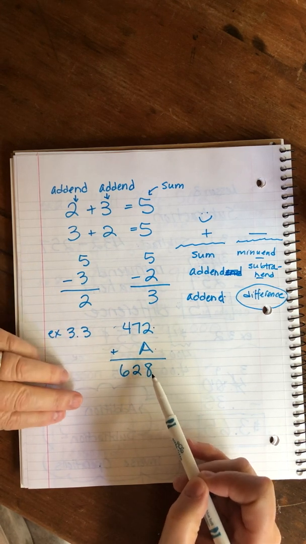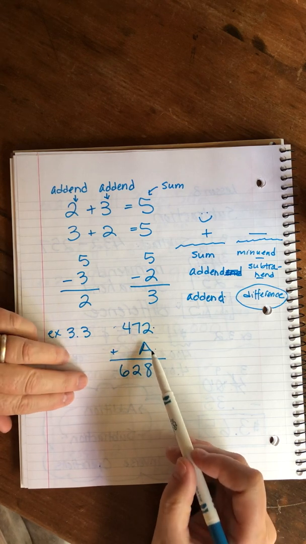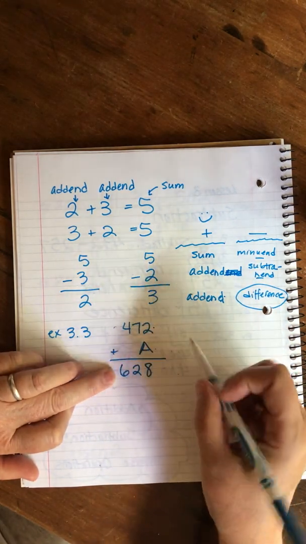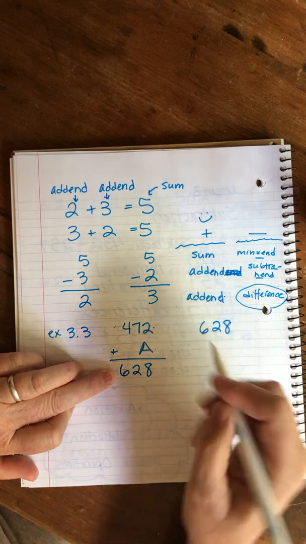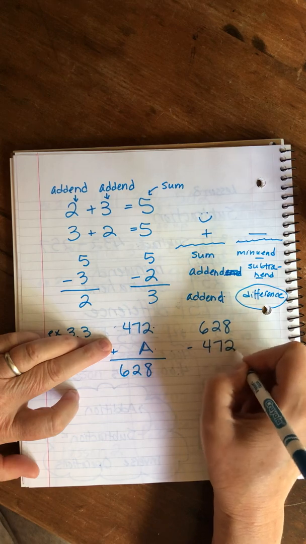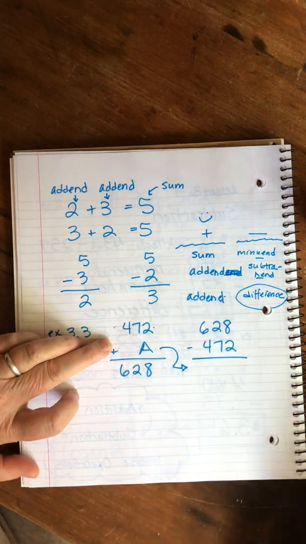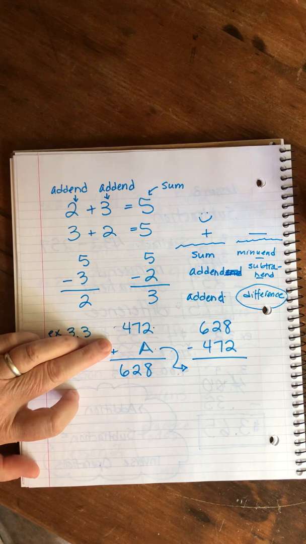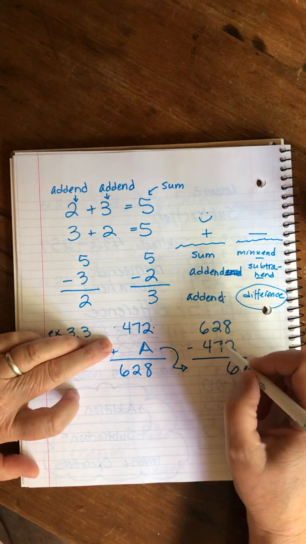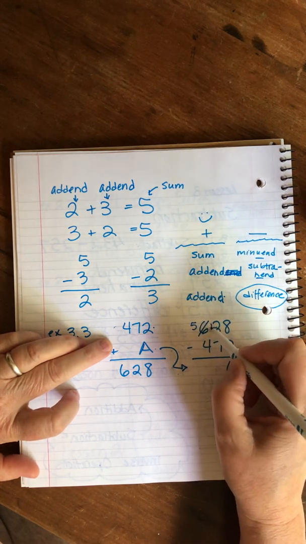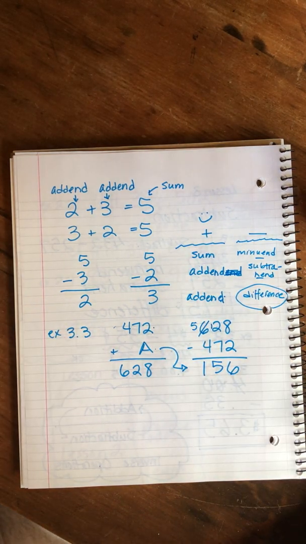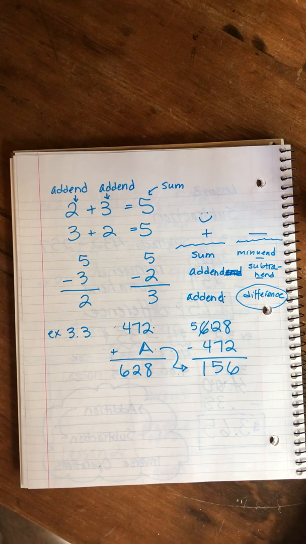Okay, so we know that by turning it into a subtraction problem, we can find this missing piece, because we're going to take this and put it on the top, right? Because in subtraction, the big number goes on top. And then we're going to subtract the addend that we do know. And then that will give us the mystery addend that we're looking for. So now we're going to subtract. 8 minus 2 is 6. 2 minus 7 won't work, so we borrow and regroup. And the answer is 156.